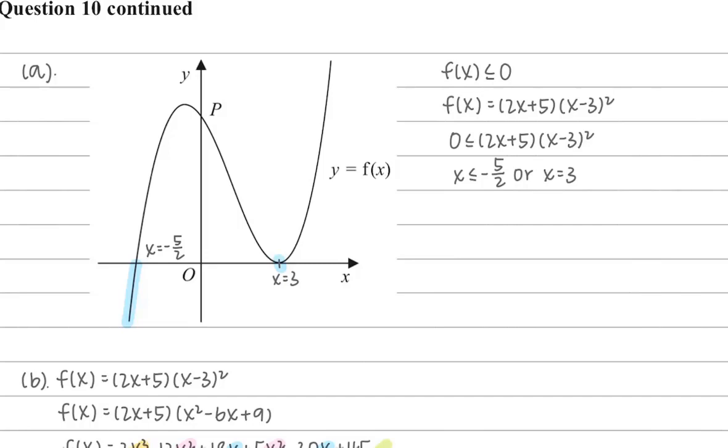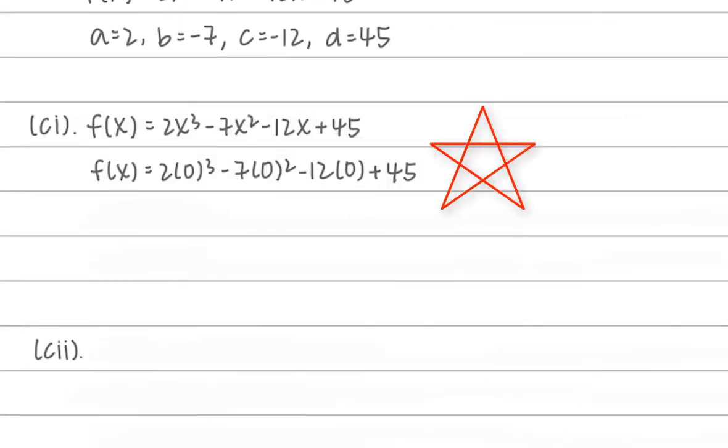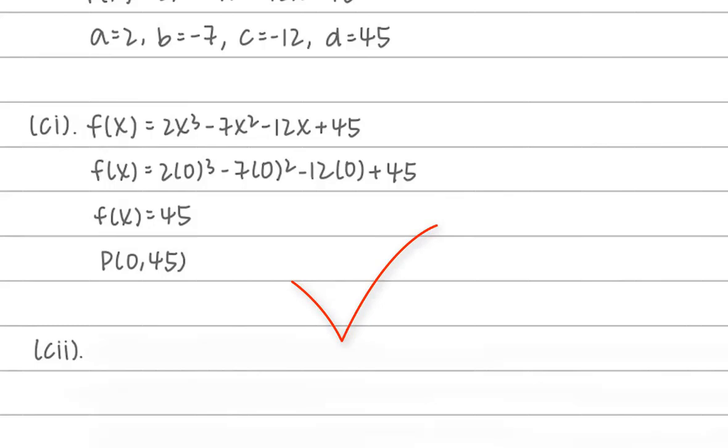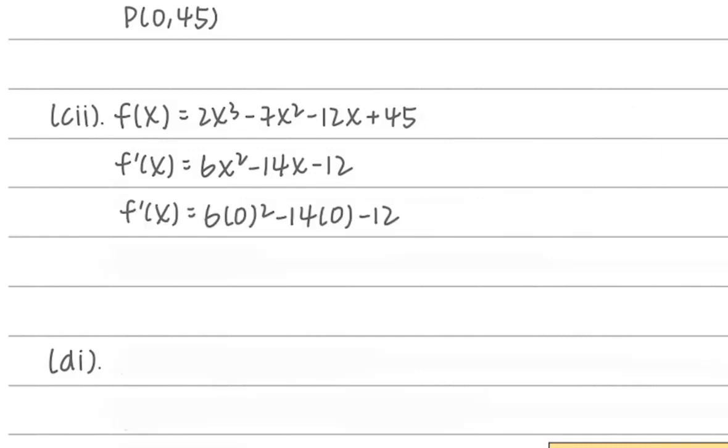The curve crosses the y-axis at point P. When we find the coordinates of P, we can simply substitute x equals 0 into the expanded equation from part B. f(x) is equal to 45. The x-coordinate of P is 0, and the y-coordinate is 45. Part C asks for the gradient of the curve at P. If you differentiate the equation of f(x) once, and substitute the x-coordinate of P into the differentiated equation, you get negative 12 as the gradient of the curve at P.